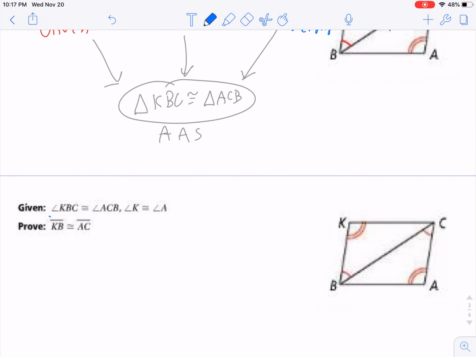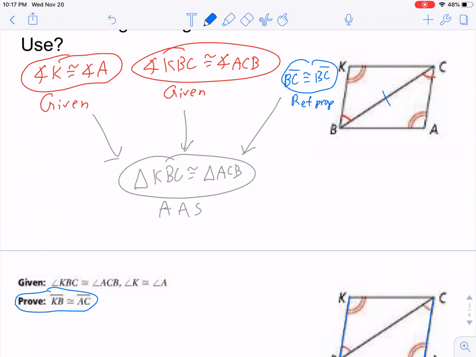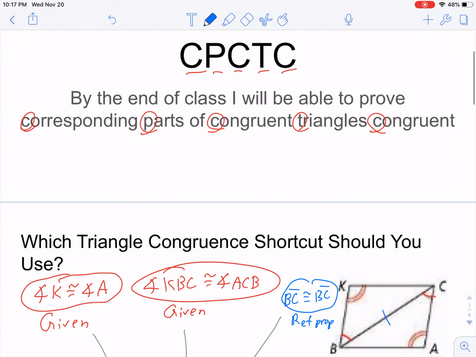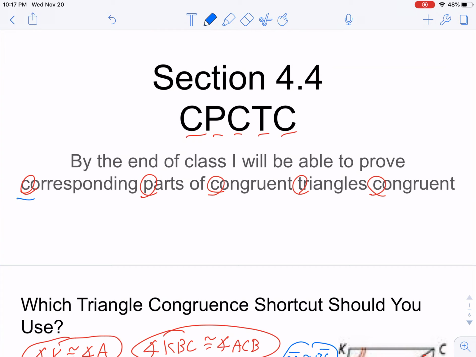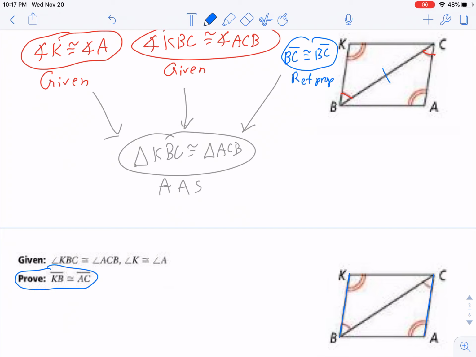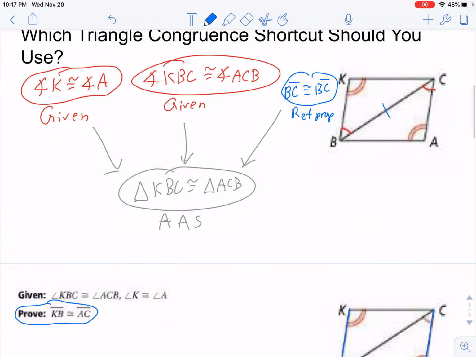But what if instead of asking you to prove the triangles are congruent, I instead ask you to prove something about a pair of sides? This pair of sides specifically. These sides aren't mentioned in the previous thing at all. We only used BC. So how can we say something about those sides? Well, turns out that corresponding parts of congruent triangles are congruent. By proving that those triangles are congruent, we can say that any parts of those triangles we haven't already talked about are also congruent.